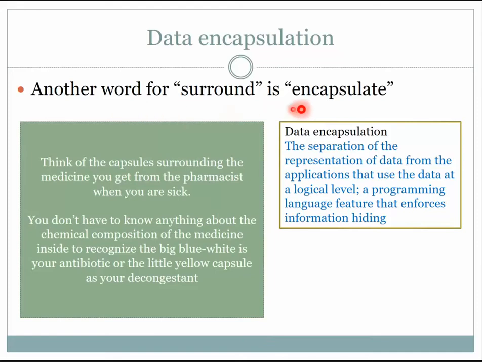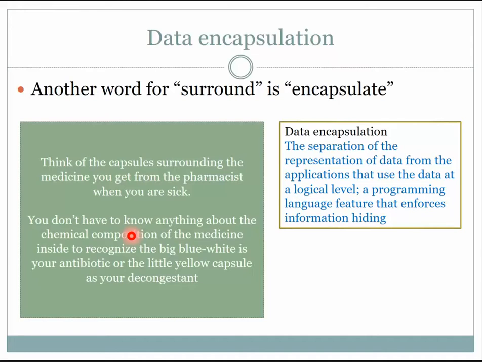Another word for the surround is encapsulate. Contohnya, kalau dalam kehidupan kita sehari-hari, kita dapat ubat. So, ubat tu biasanya akan dibalut oleh satu kapsul kan, sama ada dia satu gelatin ataupun dan sebagainya. So dia kata you don't have to know anything about the chemical composition of the medicine inside. So kita tak perlu tahu apa chemical komponen composition di dalam ubat tersebut, tapi kita tahulah kalau ubat kuning merah untuk antibiotik, kalau ubat biru putih untuk ubat demam, seperti yang telah di-prescribe oleh doktor yang kita jumpa.